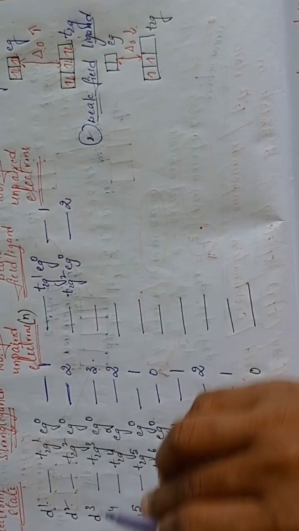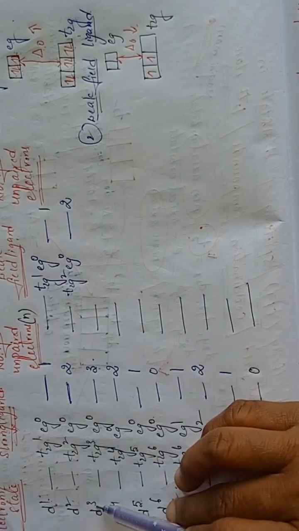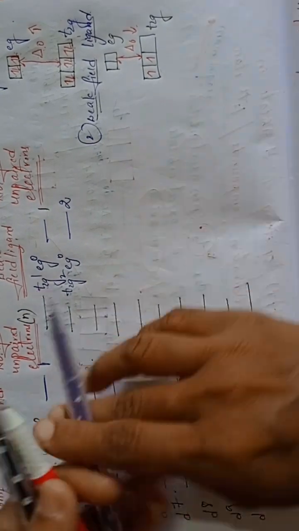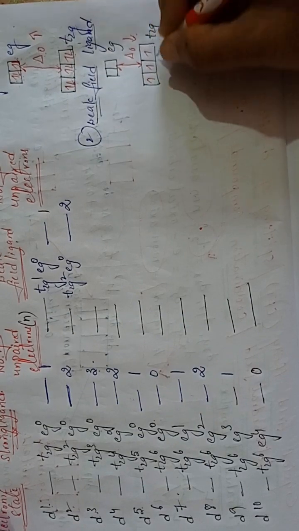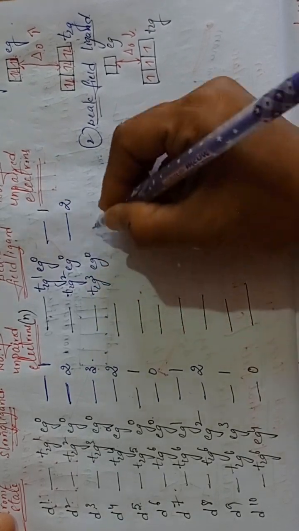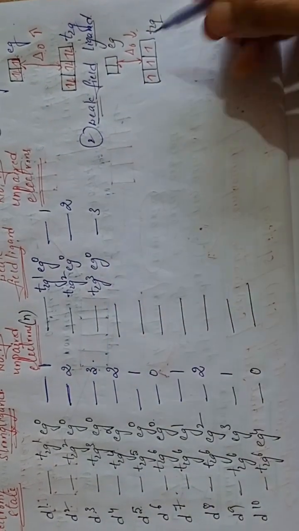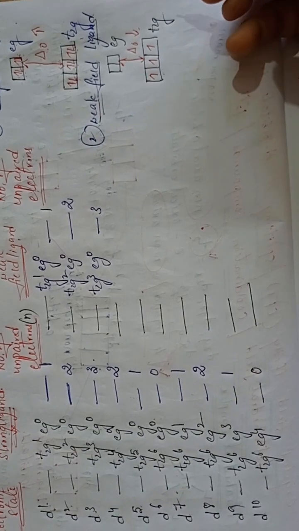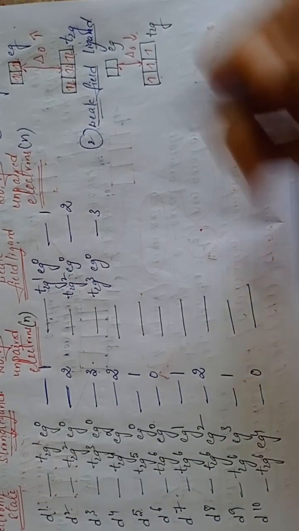Now coming to d3. d3 means 3 electrons are there. Third electron, where is it going? In T2g. Then what is the electronic configuration? T2g3, Eg0. Total how many unpaired? 1, 2, 3. Total 3 unpaired electrons. It is represented by n.